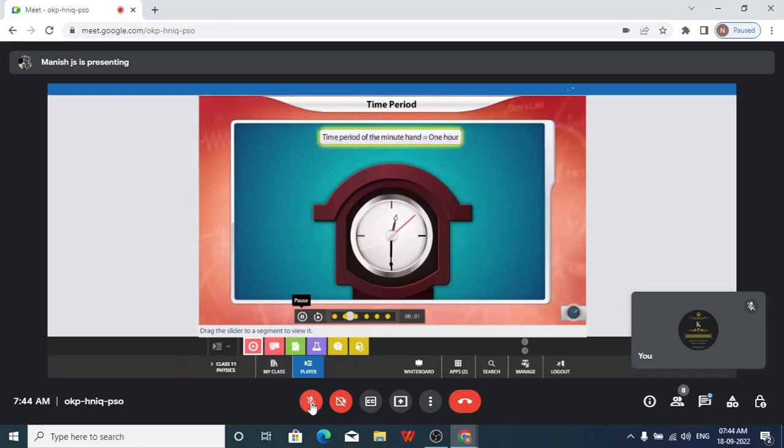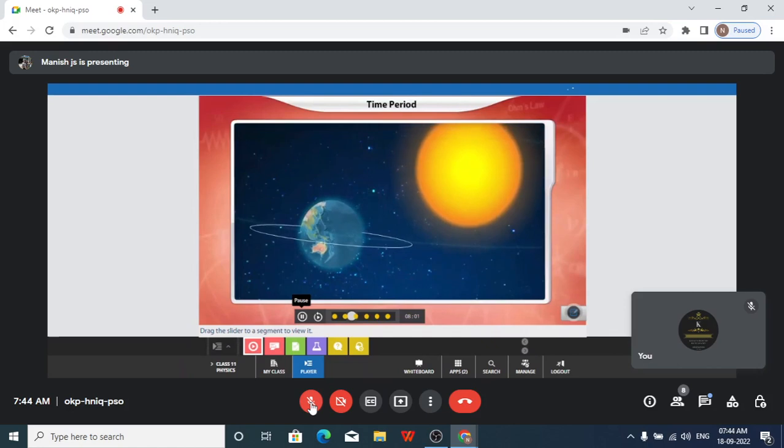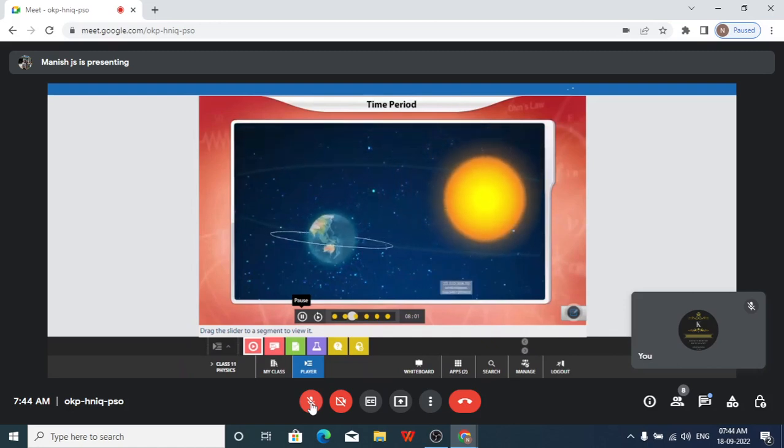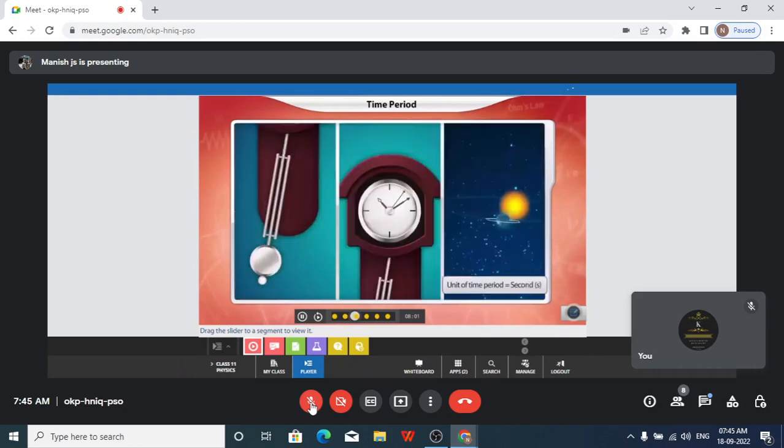The time period of the minute hand is 1 hour, and for the hour hand the time period is 12 hours. Earth undergoes two different periodic motions: rotation about its own axis and revolution around the sun. The period of earth's rotation around itself is about 24 hours, whereas for the revolutionary motion around the sun the period is about 1 year. Notice that as time period is a measurement of time, its SI unit is second.